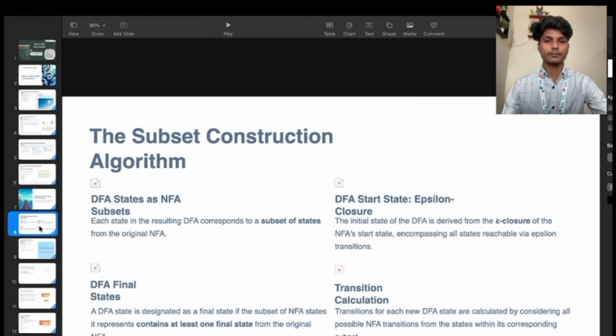Next slide, I am explaining the subset construction algorithm. In this method, each DFA state represents a set of NFA states. The start state of the DFA is found by taking the epsilon closure of the NFA start state. This means all states that can be reached without reading any input. A DFA state is a final state if it contains at least one final state of the NFA. Transitions are created by checking where all NFA states in the set move for each input symbol. By repeating this process, we get a complete DFA that behaves the same as the original NFA.